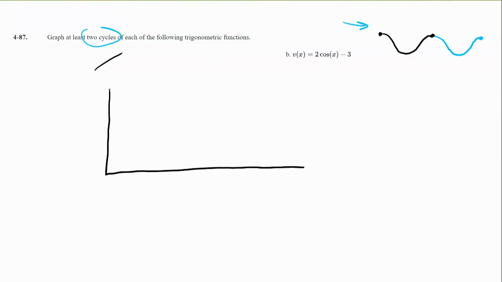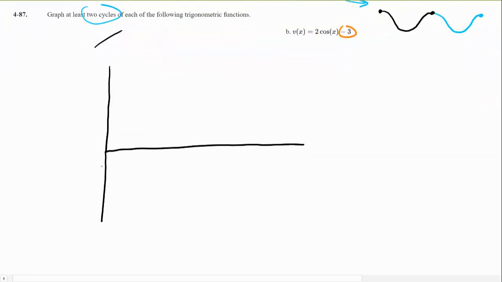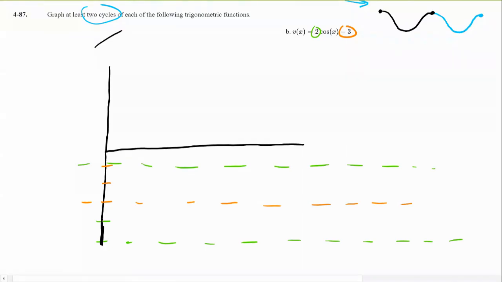From there, my midline is always told to me by this k value here. So let me make my graph go negative as well. And we'll call that 1, 2, and -3. There's my midline. The amplitude here is 2, meaning I'm going to go 2 up from the midline and 2 down from the midline, and that tells me my minimum and maximum value. So just to label this, this is -3, -1, and -5.